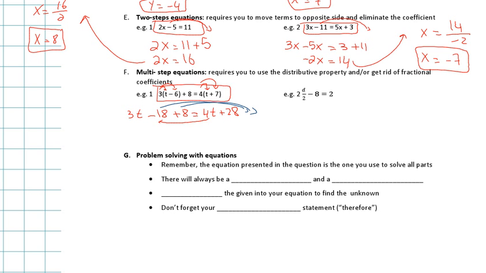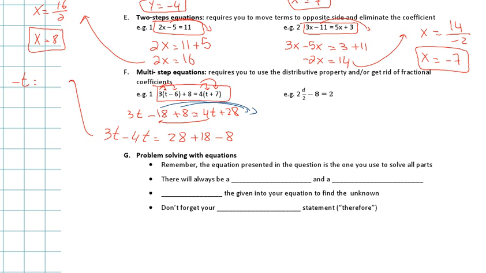So 3t minus 4t equals 28 plus 18 minus 8. 3t minus 4t is negative, again because the 4 has a negative sign, and 4 is a bigger number, so it wins. Okay? So negative t, and then this is going to be 38, right? 28 plus 18 minus 8 is 38.